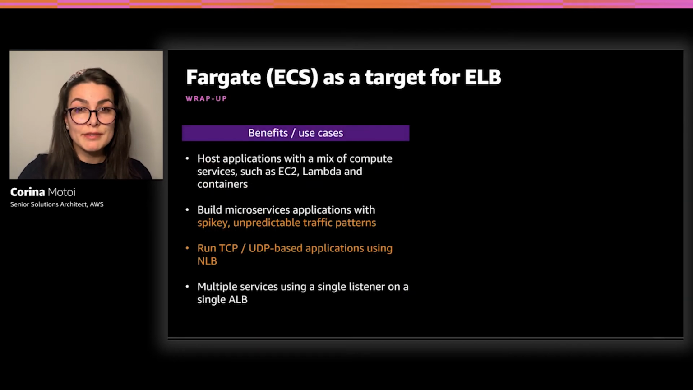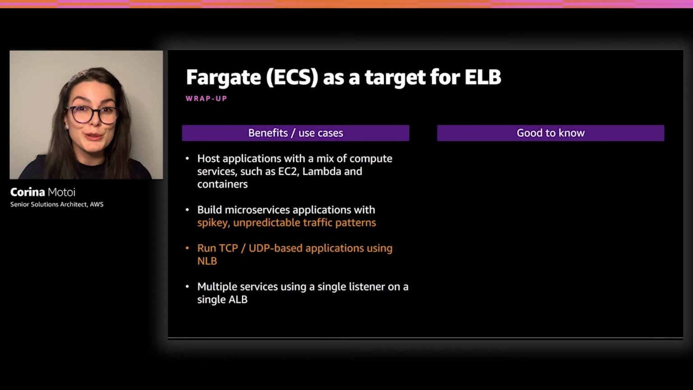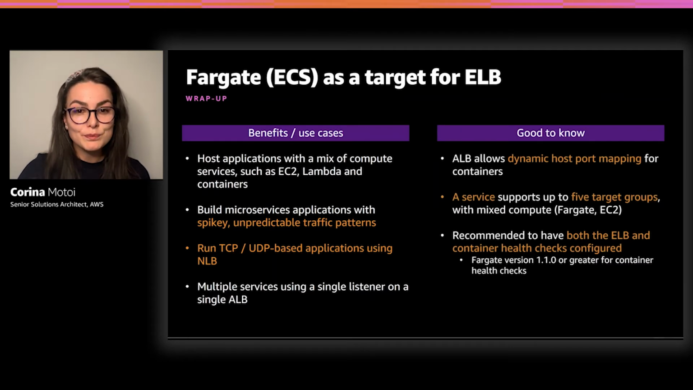Again, we've talked about the benefits and the use cases, so let's focus on some good-to-know stuff on Fargate and ECS. First of all, we've already said the ALB is a great fit for microservices applications, and one of the reasons for that is that it allows dynamic host port mapping for containers. Another thing is that the service now supports up to 5 target groups with mixed compute. That means a single service can make use of multiple load balancers. So for example, you can have a load balancer for internal traffic and another load balancer for external traffic.